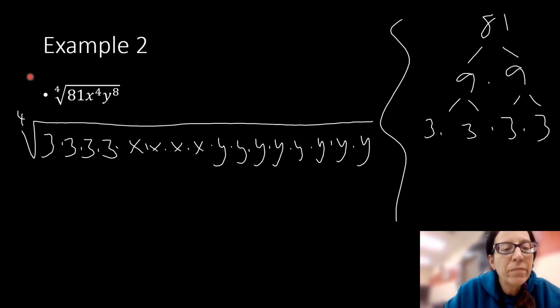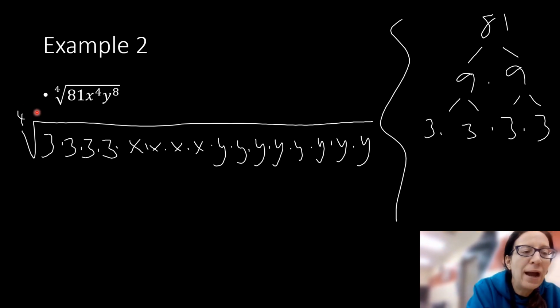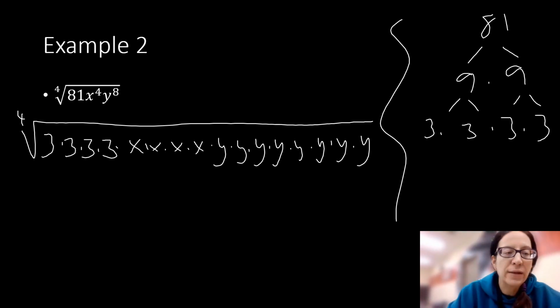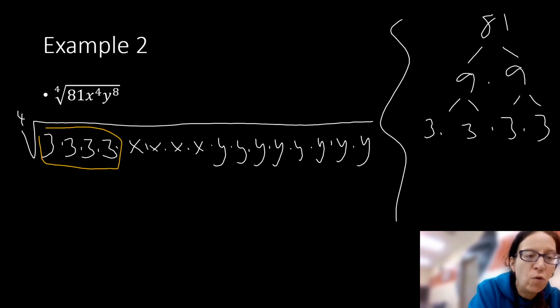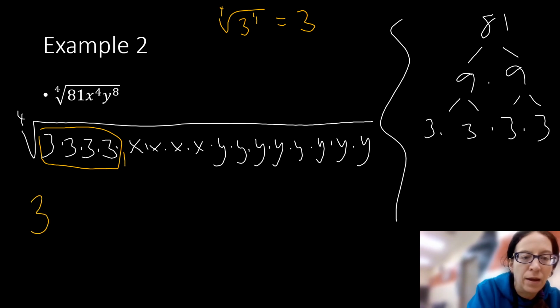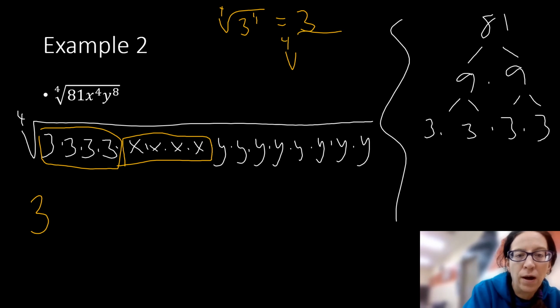Step number 2, here we have a 4 as our index. So this is a 4th root, and what it undoes is 4th powers. So we're going to be looking for groups of 4. Here's a group of 4. So if I had the 4th root of 3 to the 4th, that would just be regular old 3. Here's a group of 4. The 4th root of x to the 4th would just be x.